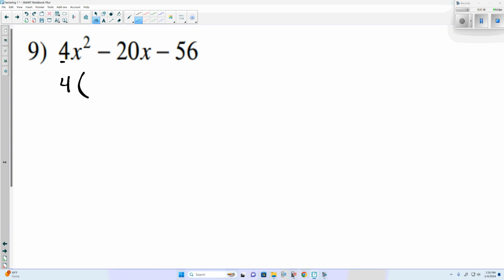Because if we factor the 4 out of 4x squared, we're left with x squared. If we factor the 4 out of 20x, we have 5x, negative 5x. Because the signs don't change because we're not factoring a negative out. So the negative 20x will just stay negative. We have 5x. Our constant term will stay negative. And if we factor a 4 out of 56, we're left with 14.